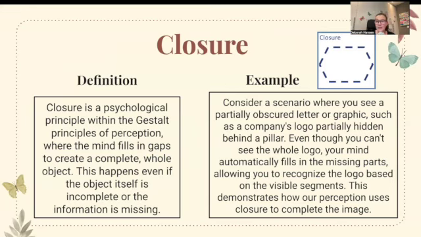So consider a scenario where you see a partially obscured letter or graphic, such as a company's logo. It's partially hidden, for example, behind a pillar. Even though you can't see the whole logo, your mind automatically fills in the missing parts, allowing you to recognize the logo based on the invisible segments. This demonstrates how our perception uses closure to complete the image.